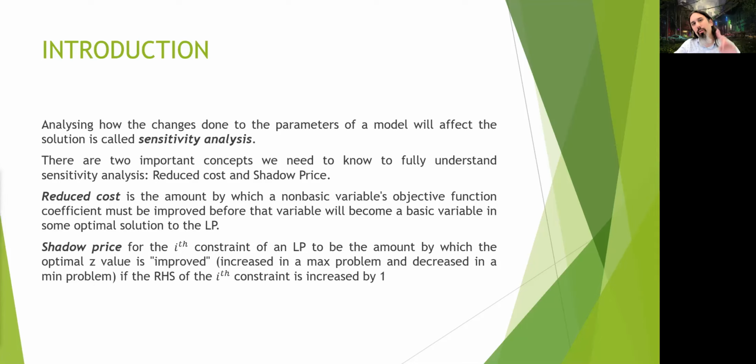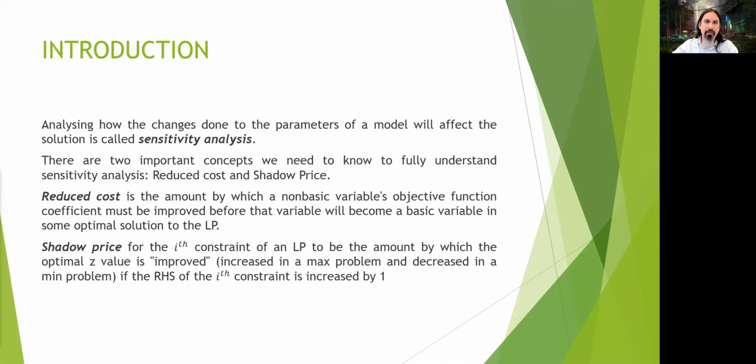So we need to know two things. We have to learn two things to be able to talk about sensitivity analysis clearly. The first one is the reduced cost, and the second one is the shadow price. Now, reduced cost is, let's say, the amount of increase in the objective function value of a non-basic variable that it can have before it enters the solution.